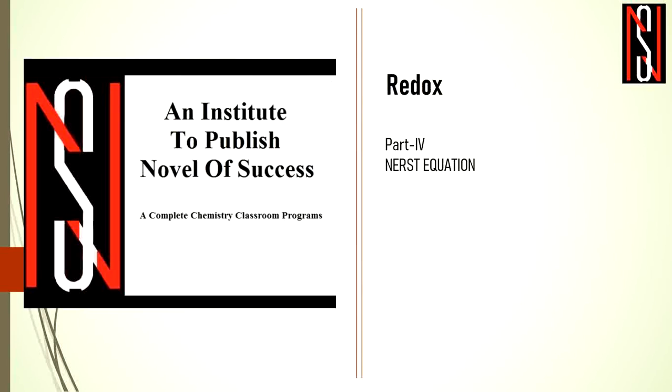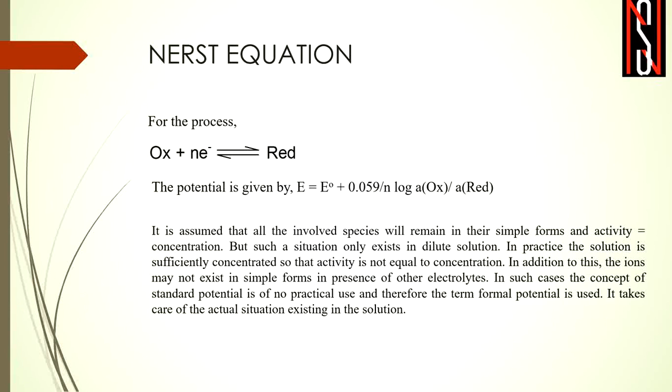Welcome everyone. In this class we will learn about the Nernst equation, which is a very important topic of redox reaction. In the case of the Nernst equation, for example, if the oxidized form is being converted to the reduced form by accepting some electrons, say n number of electrons are transferred, then the equation would be oxidized form plus n electrons converted into the reduced form.